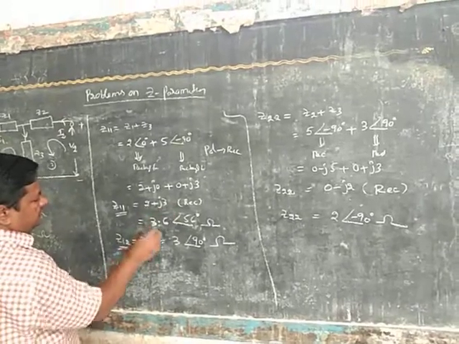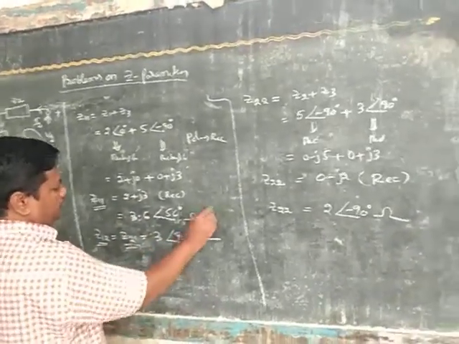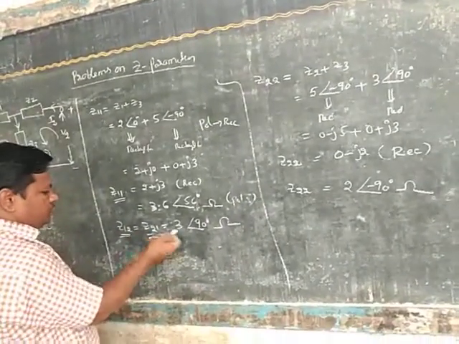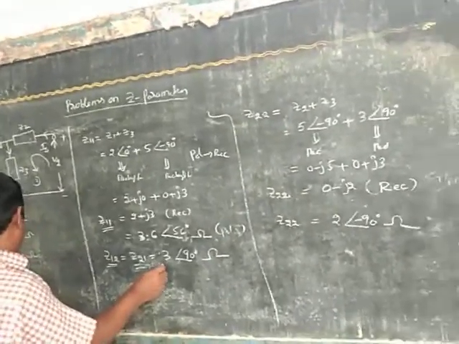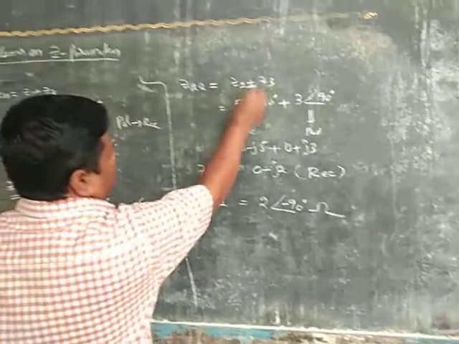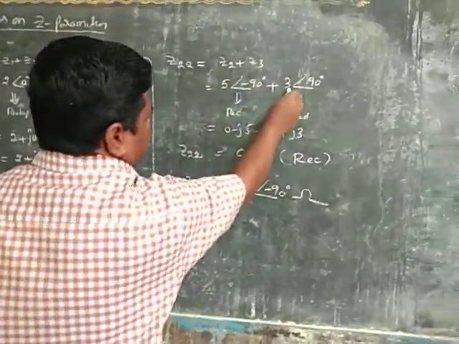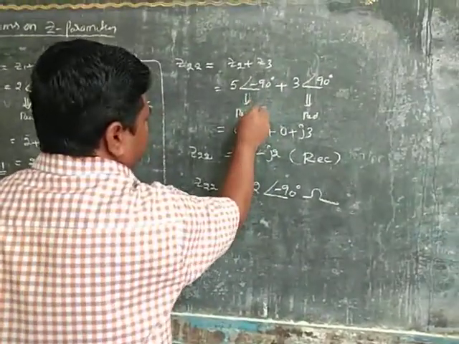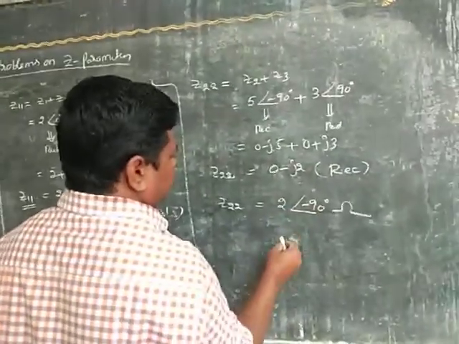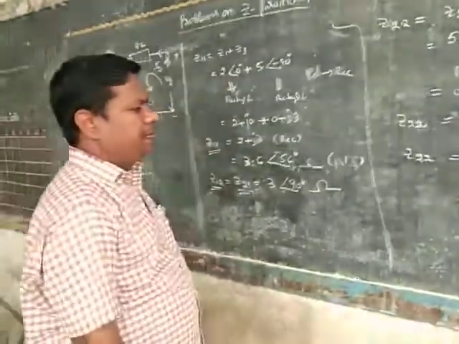Then this is the rectangular form. Again convert into polar. This is the polar form. And Z1 to Z2, only itself, Z3 itself, that is 3 at an angle 90 degrees. Here also Z2 to Z2 plus Z3, 5 at an angle minus 90 degrees, 3 at an angle 90 degrees. First convert into rectangular, then add 0 minus J2, it is the rectangular form. Again convert into polar form, 2 at an angle minus 90 degrees.